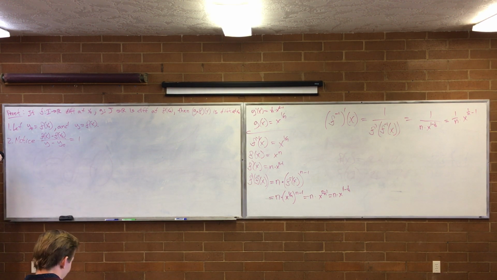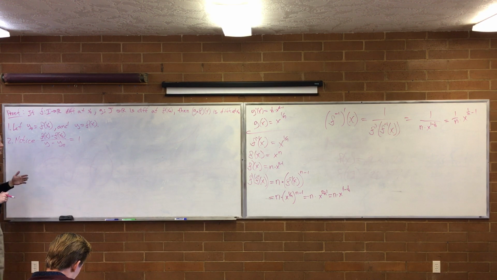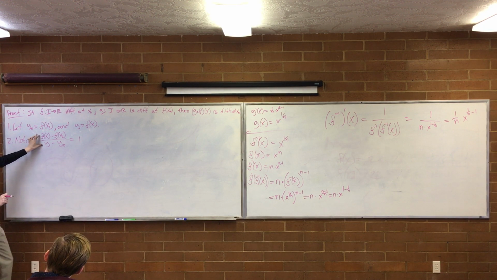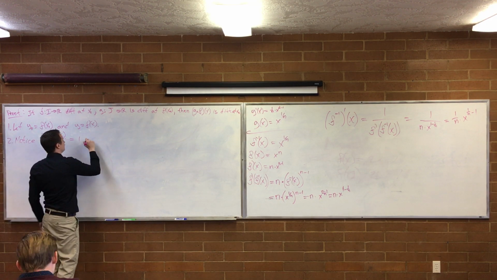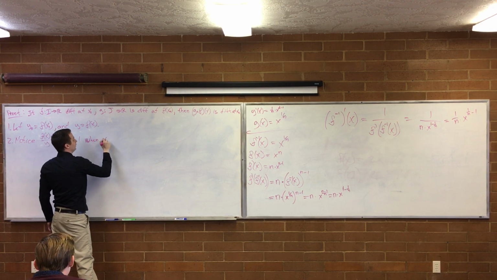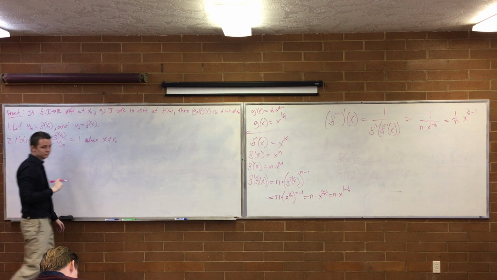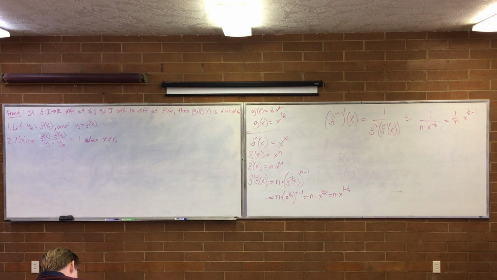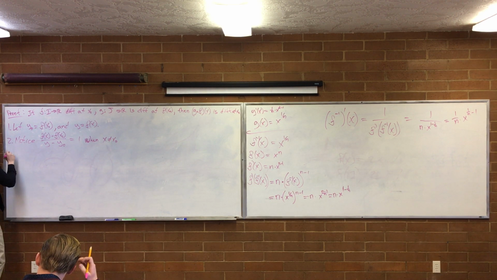Oh, yeah, okay. 0 over 0? It's not 0, because remember, this is true as long as x doesn't equal x naught. Notice that when x is not equal to x naught. Okay. Good? Okay, so now to our limit.